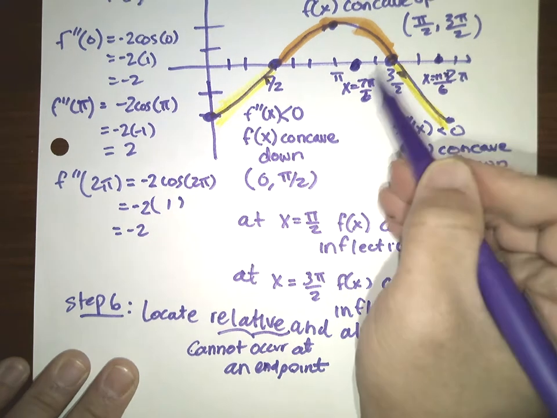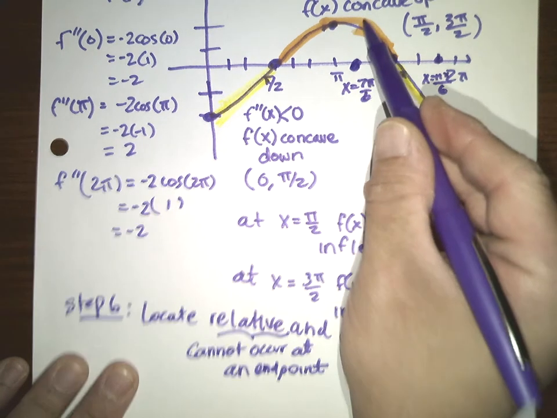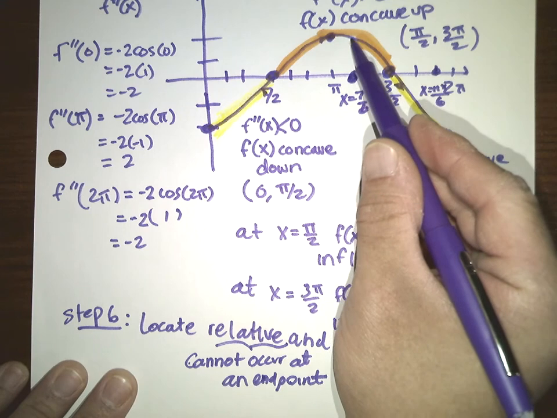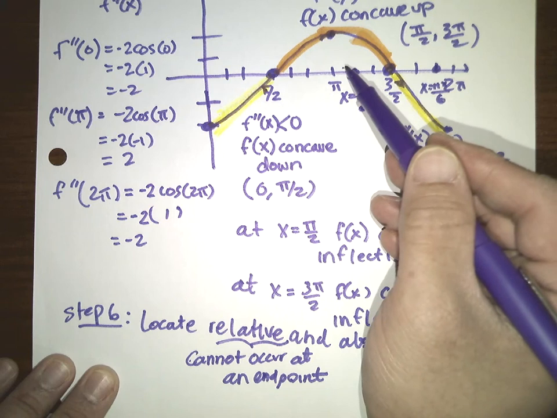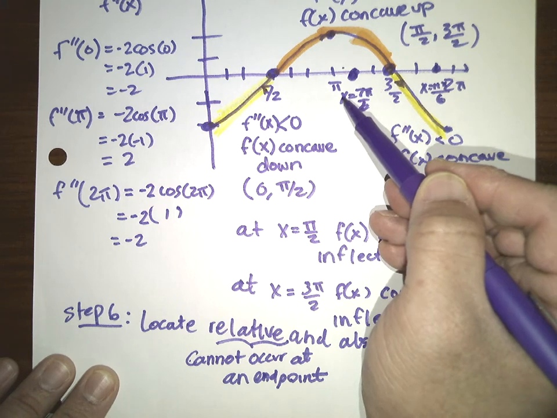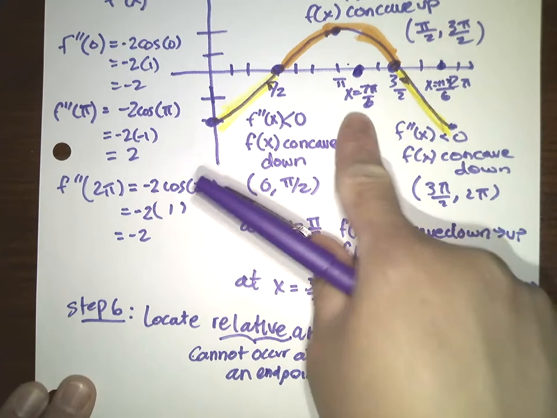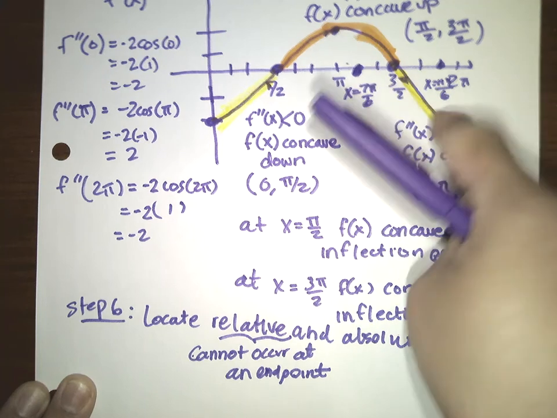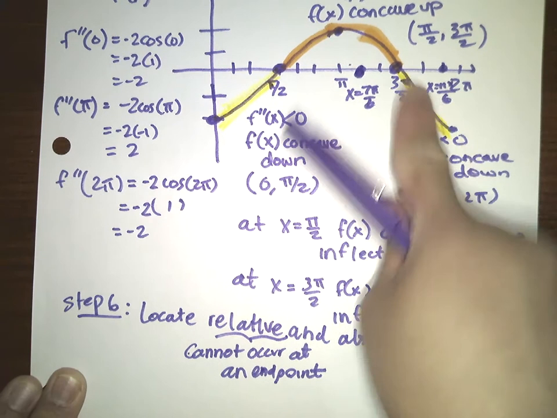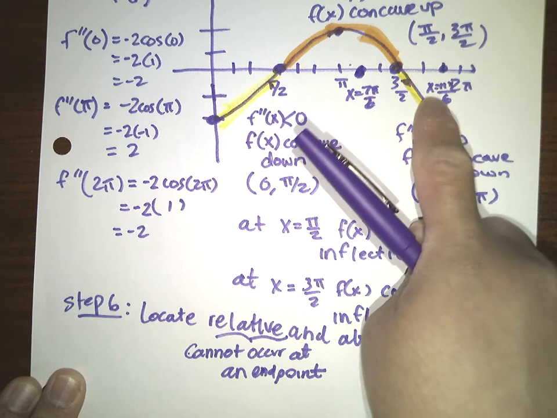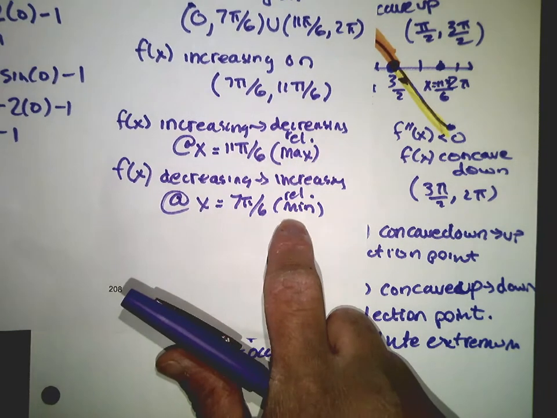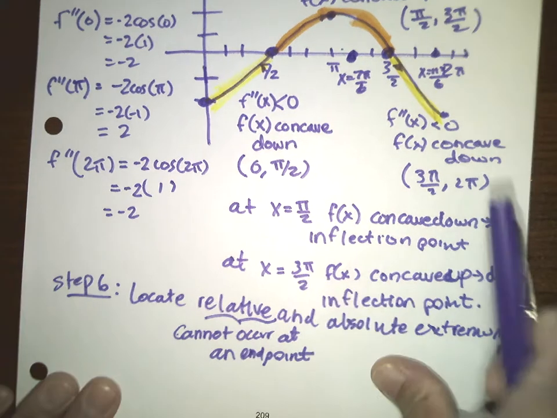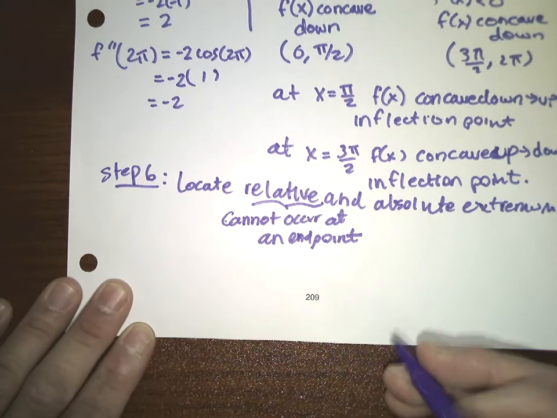And at 7 pi over 6, the graph was concave up. So since the graph is concave up, it's going to be a relative minimum at this number, and a relative maximum at this number, because it was in the part where the graph is concave down. So you could already verify that, because this is the same thing that we just said. But now we really want to figure out which ones are the absolute extremums.